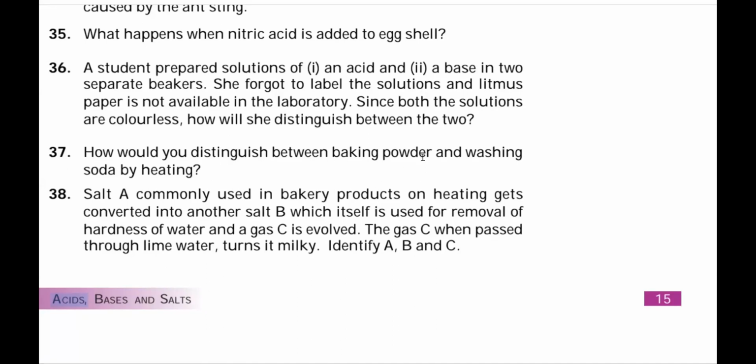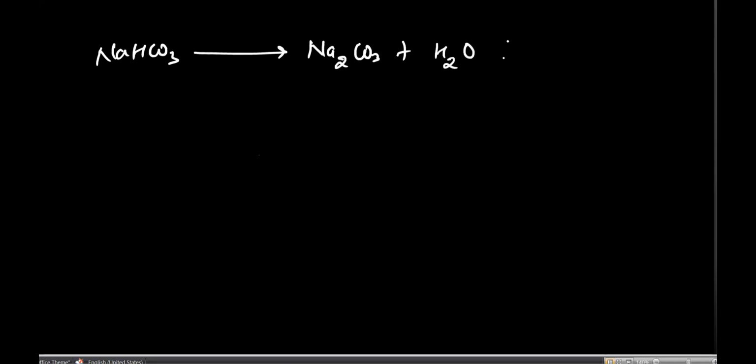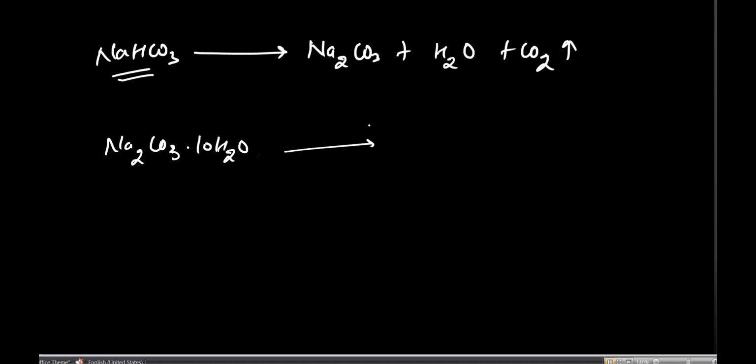You know that baking soda when heated gives you carbon dioxide, but washing soda when heated will not give you carbon dioxide. So when you heat baking soda, it gives you Na2CO3 plus water plus carbon dioxide. But if you heat washing soda, no carbon dioxide gas will be released. This will be Na2CO3, and only the water of crystallization will evaporate. That's it. No carbon dioxide is produced. Got it?